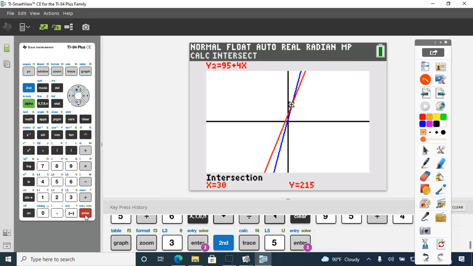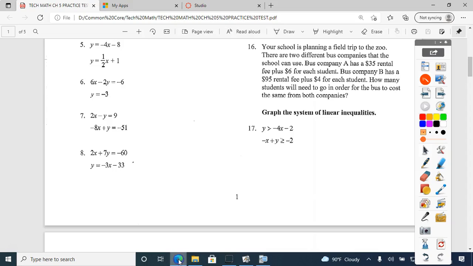Students is what? 30. Let me go back to the problem. Maybe that'll help y'all. It's the cost. Okay? It would cost what was it, 215? It would cost 200. Well, I didn't hear you say money. It would cost $215 for 30 students to go. And that's with either company. Okay? All right? Everybody good?